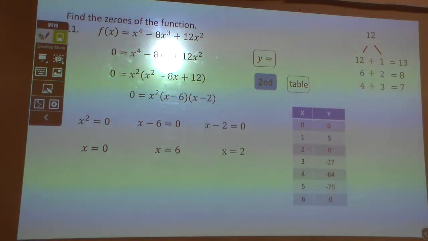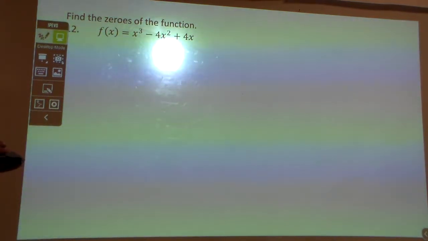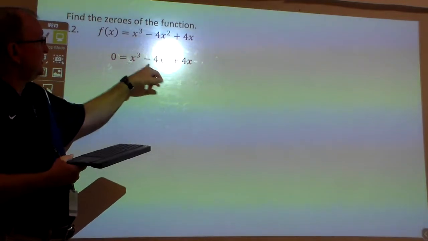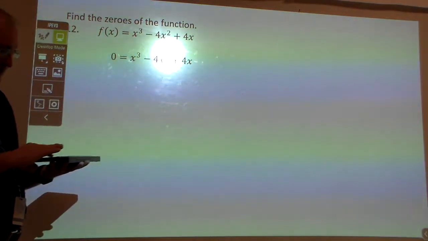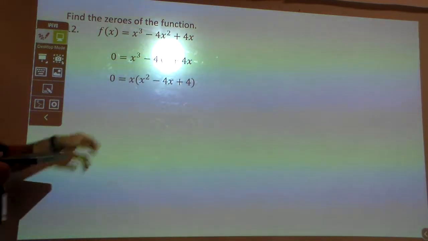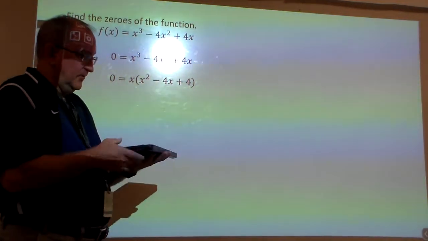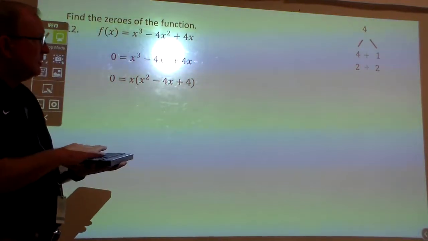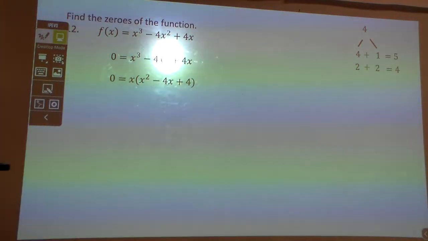So let's look at the next one. The next one's kind of the same thing. Notice, first off, I set it to 0. And is there something common? An x. So I'm going to take an x out, and I'm going to factor this one. Factors of 4. Notice it's still a plus sign. Which ones add to make the middle number? 2's. So here's what I have.